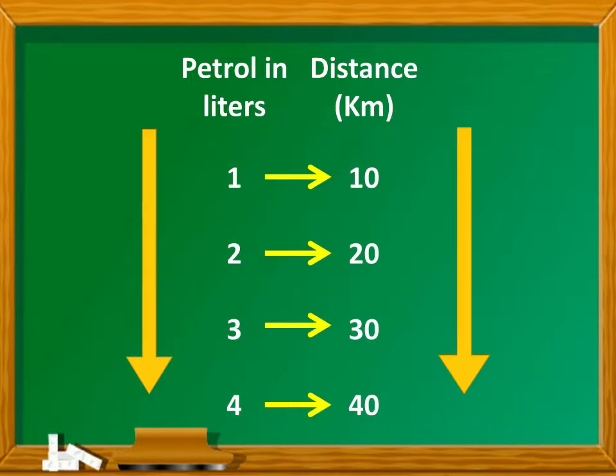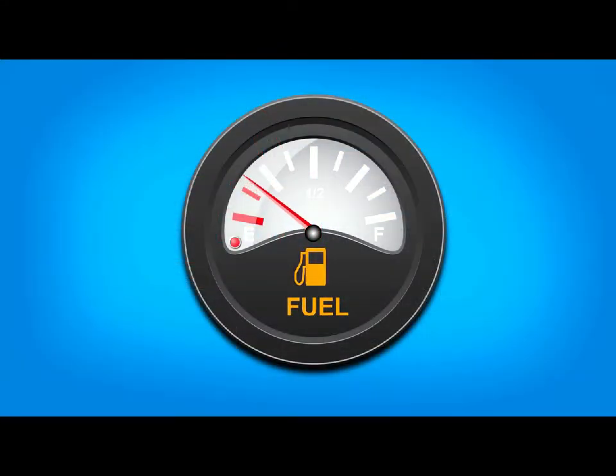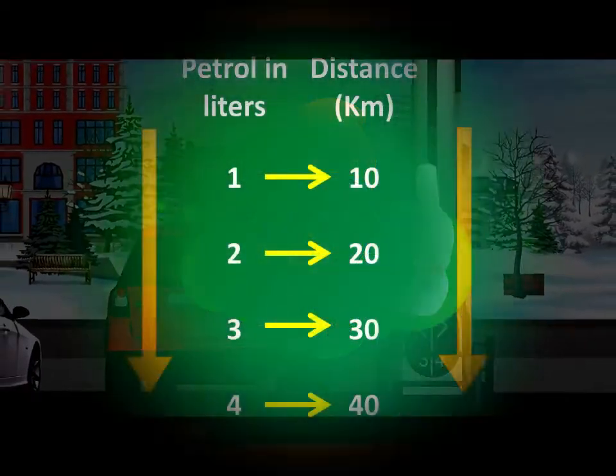Here you can see Ashan's problem was solved. It's very simple. He knows his car can travel 10 kilometers per 1 liter of petrol. So he needs 4 liters of petrol to cover his journey of 40 kilometers. Right, I found it. I need 4 liters of fuel to cover my journey. Okay, I am ready to go now.